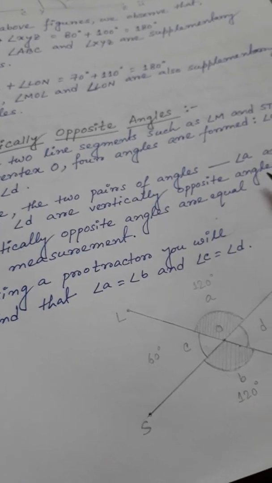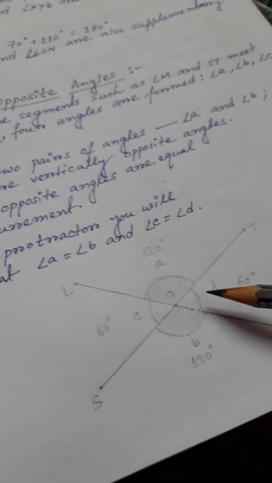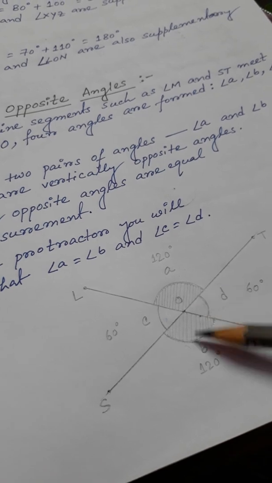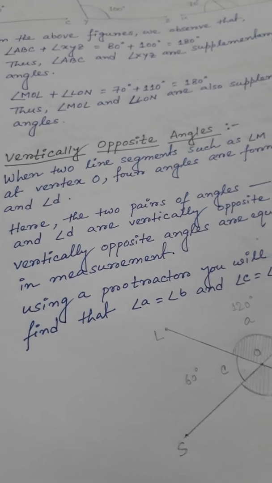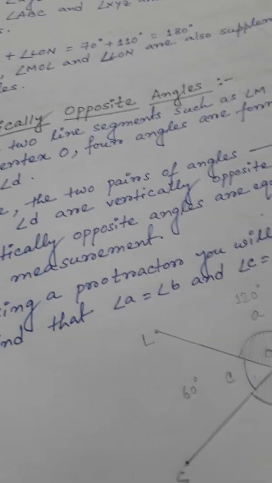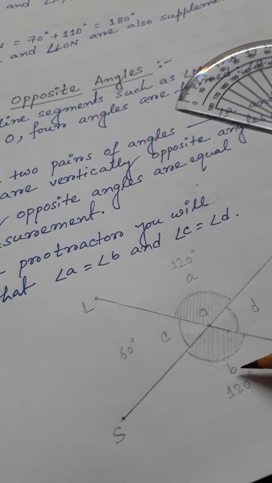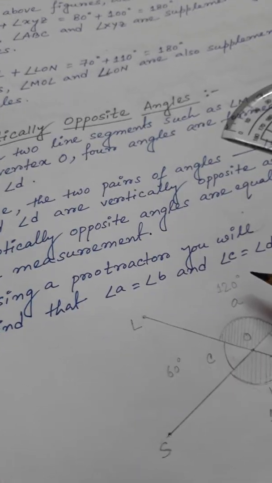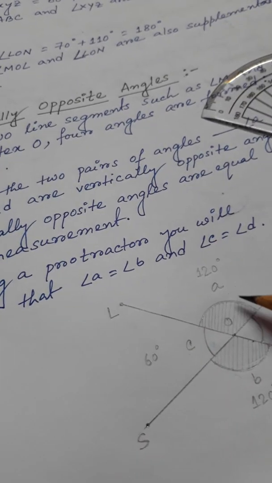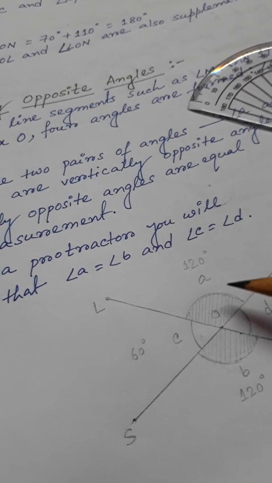Here the two pairs of angles, angle A and angle B, are vertically opposite angles, and vertically opposite angles are equal in measurement. If you take a protractor and measure angle A and angle B, you can easily find that angle A equals angle B, and the same here, angle C equals angle D. So I have already measured these things.